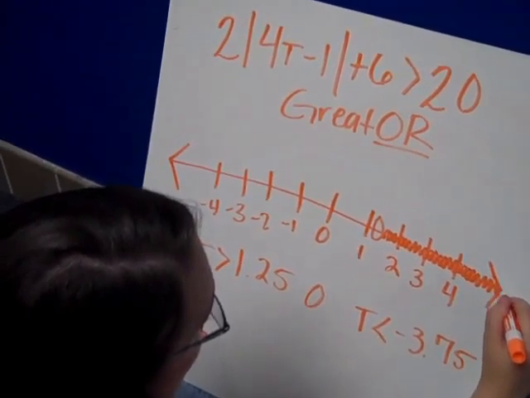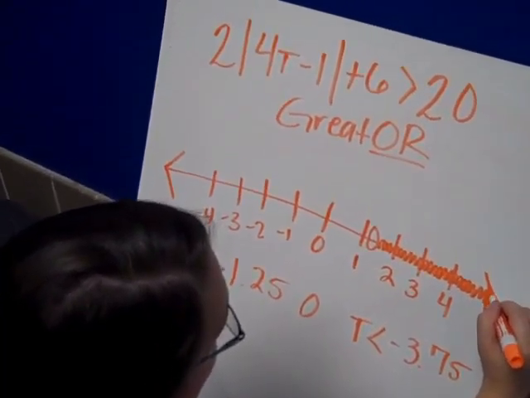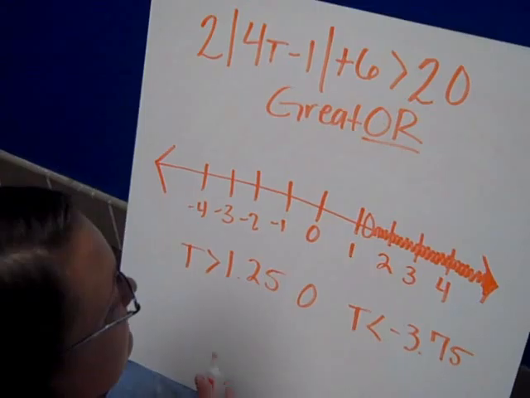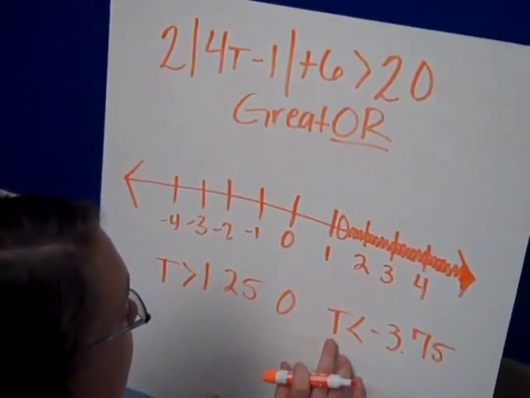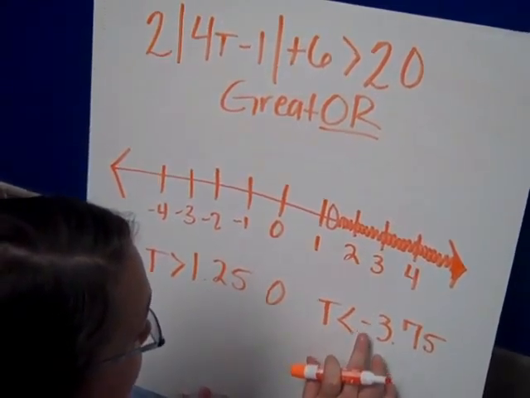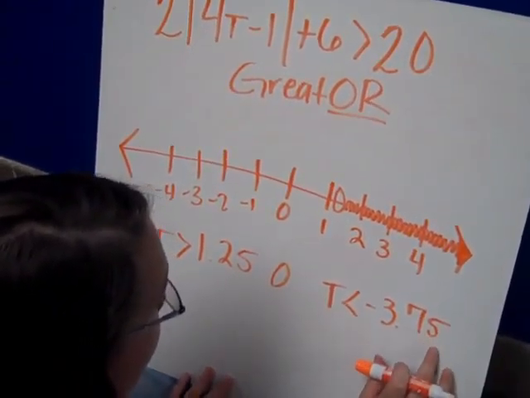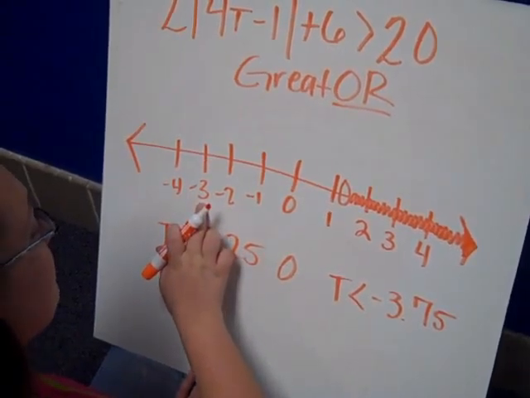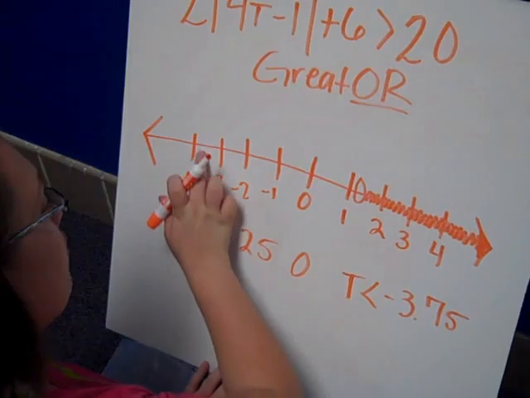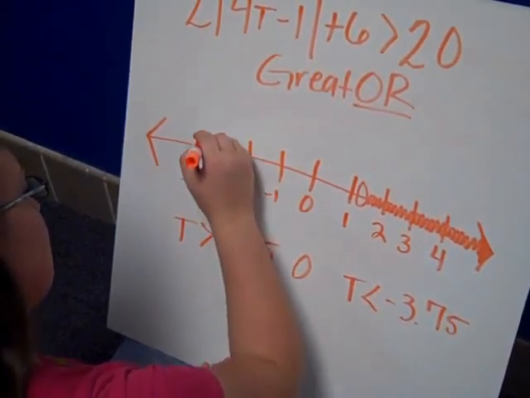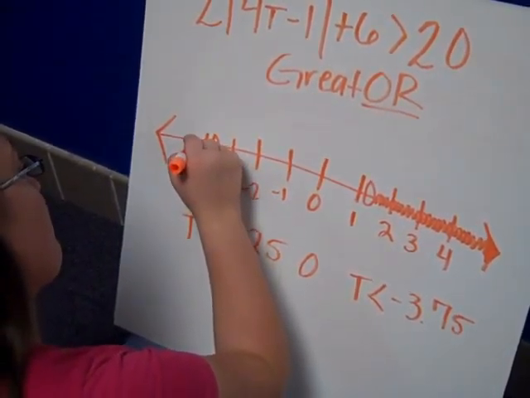Now, for this one, it would be t is less than negative 3.75. So negative 3.75 is less than this, right here. So it'd be right here, right next to this, and it would go this way because as it gets further away from 0, it becomes less than. So then you need to have your arrow on the end of this line to show that it can also go forever in this direction.